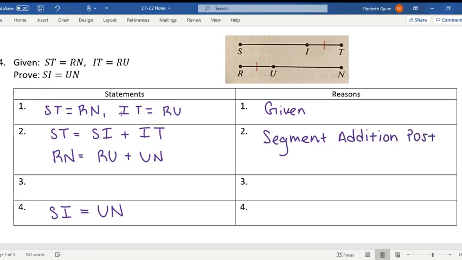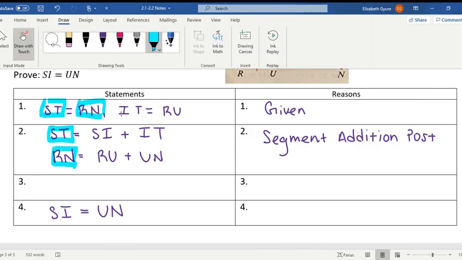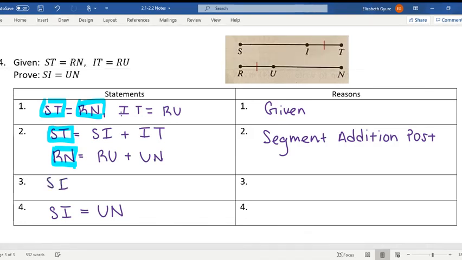Okay. So now we've introduced the measure of SI and the measure of UN into our proof, but how are we now going to show that they are equivalent? Well, in our given, we were told that the measure of ST equals the measure of RN. And those measurements are again mentioned in step 2. So if these measurements are equivalent, that means we can then set the right-hand sides equivalent as well. So the measure of SI plus the measure of IT equals the measure of RU plus the measure of UN. And what lets me do that is the substitution property.